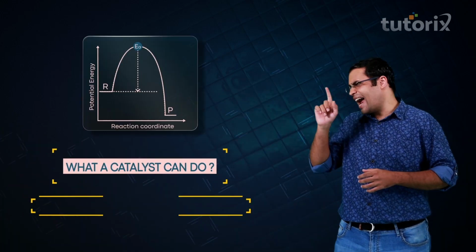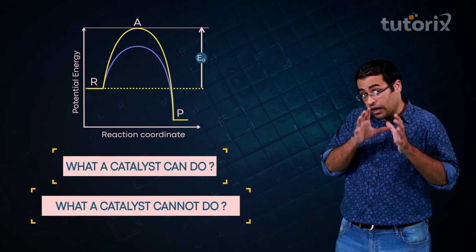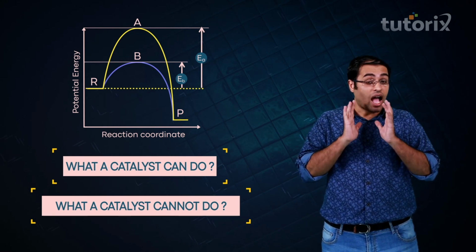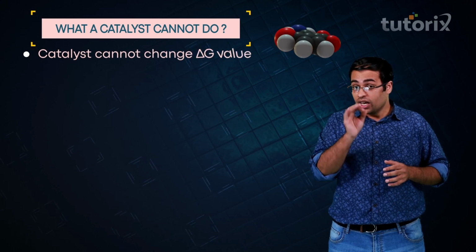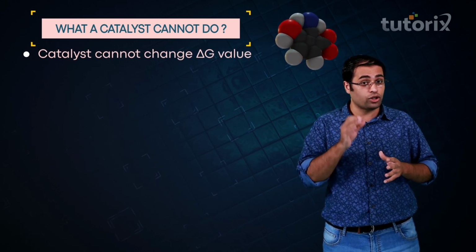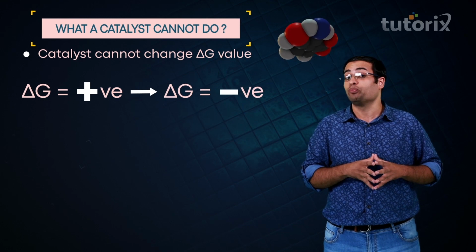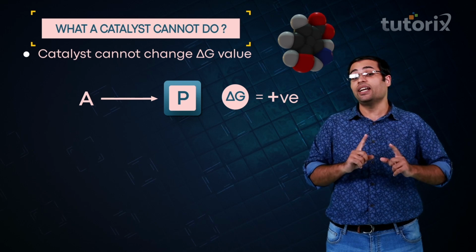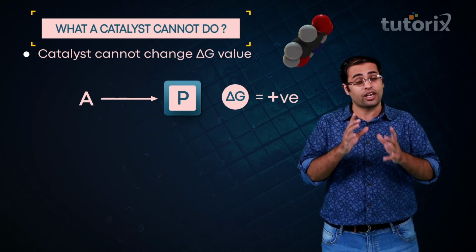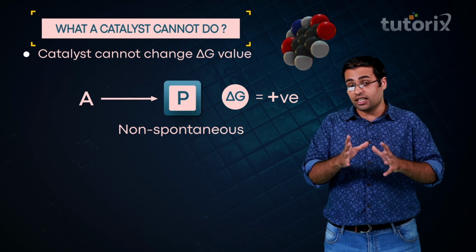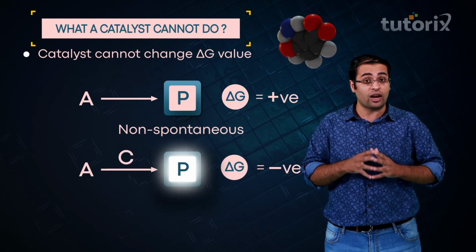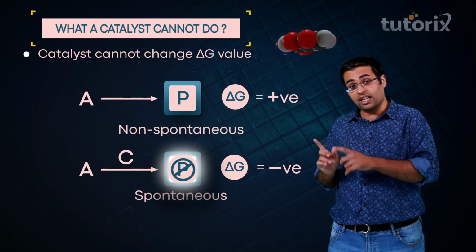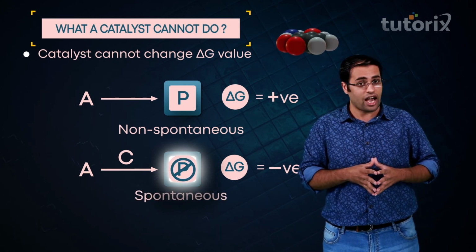So now we know what a catalyst can do. But it is equally important to know what a catalyst cannot do. As a first point, a catalyst cannot change a positive delta G value of a reaction to a negative value. Simply meaning that if we have a reaction whose delta G is positive, indicating that the reaction cannot occur on its own or is non-spontaneous, a catalyst cannot change that delta G value to negative and make the reaction spontaneous. So simply, a catalyst can only catalyze a spontaneous reaction.